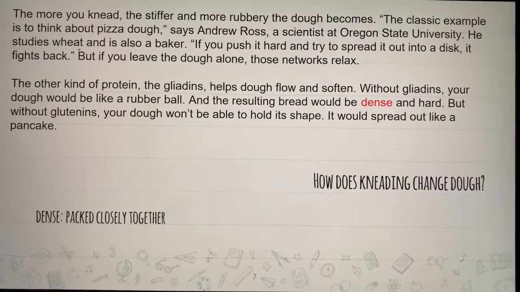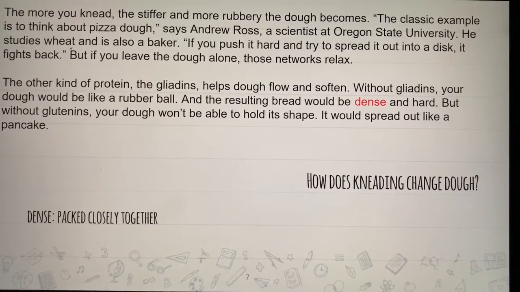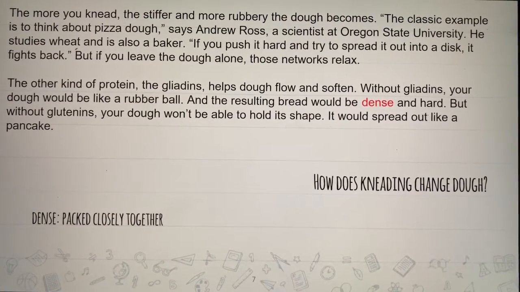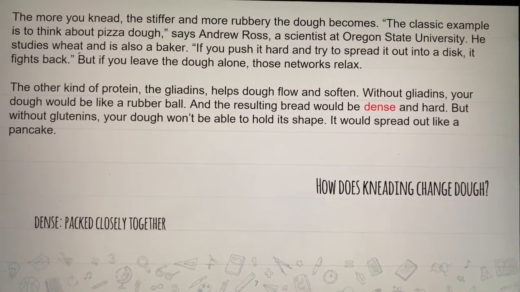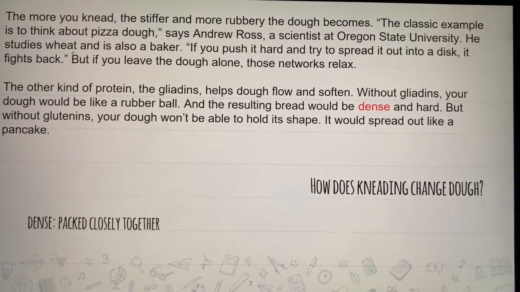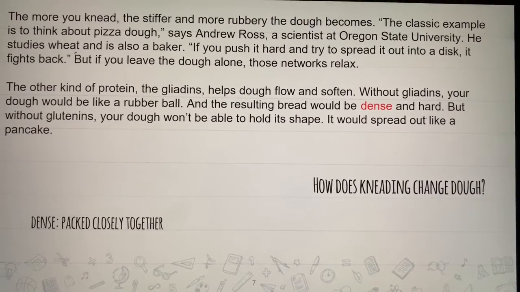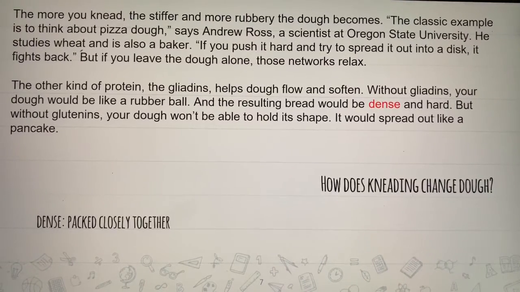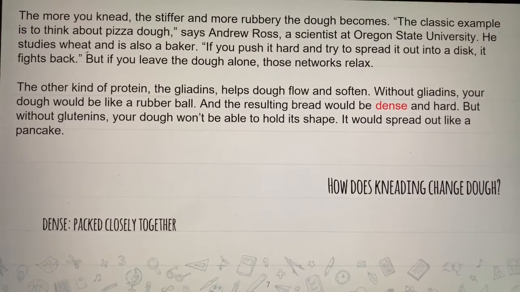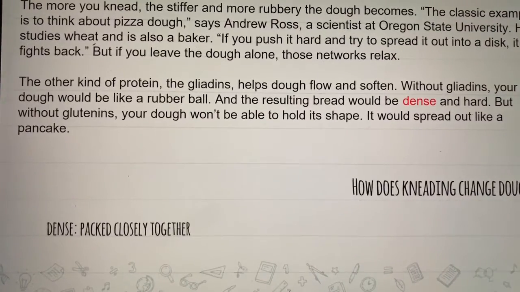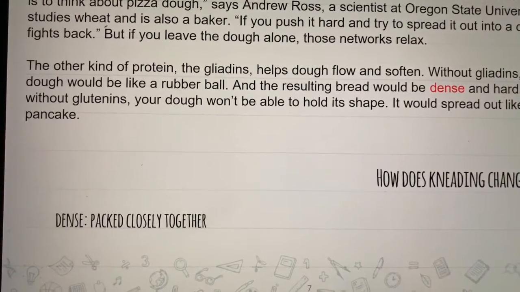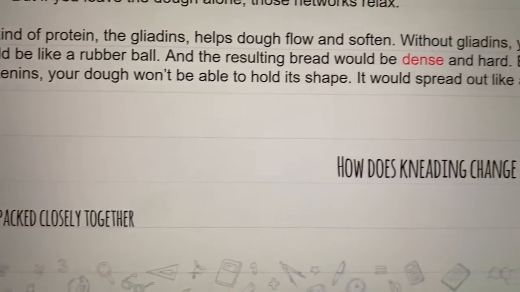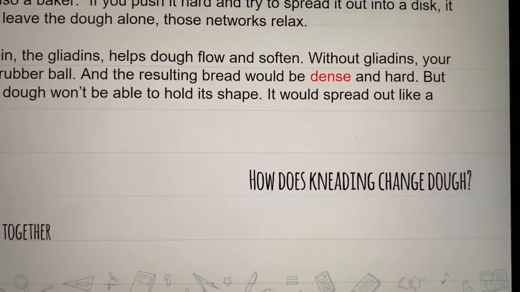The other kind of protein, the gliadins, help dough flow and soften. Without gliadins, your dough would be like a rubber ball, and the resulting bread would be dense and hard. But without glutenins, your dough won't be able to hold its shape. It would spread out like a pancake. So both of those proteins, the glutenins and gliadins, are needed. Dense means closely packed together, so dense and hard.